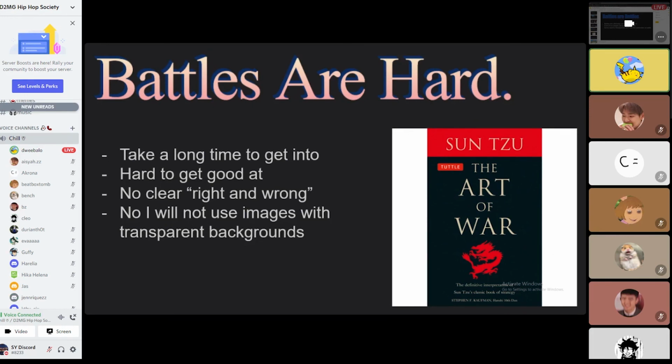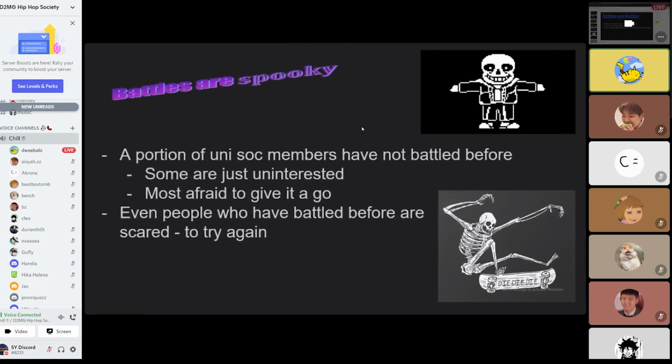It takes a long time to get used to. It's really hard to get into. So the standard new gen dancers who come into D2MG, who we've spent all day talking about how to engage, we can't really get them into something like a battle because it's something difficult to do, right? Next point, battles are spooky.